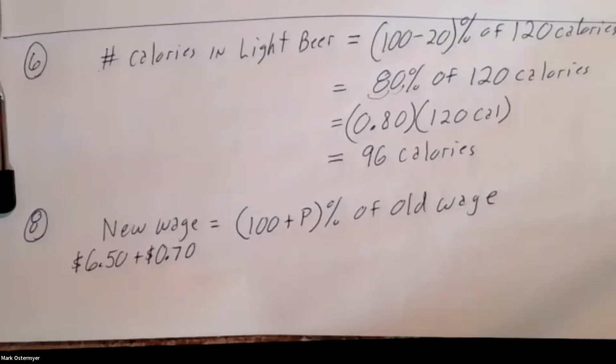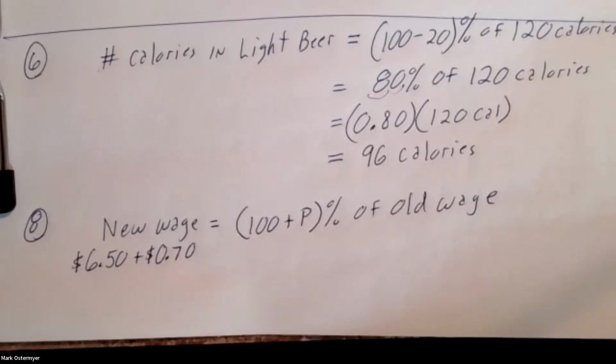No, that's important. Thanks. Anyways, do we realize this is a percent increase problem? Because the new wage is going to be greater than the old wage. So in general, our equation looks like this: the new wage is going to be equal to 100 plus P% increase, which we're trying to find, of the old wage. What is the new wage? Well, the old wage is $6.50. The new wage is going to be $6.50 plus an extra 70 cents added on. 70 cents is the amount of increase.